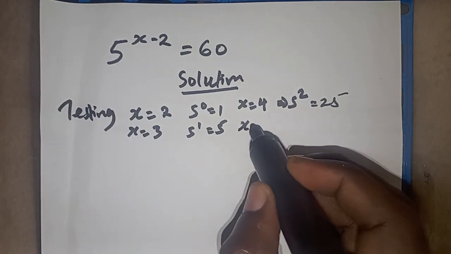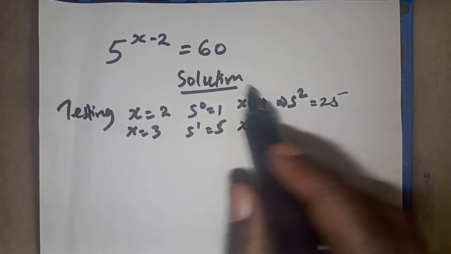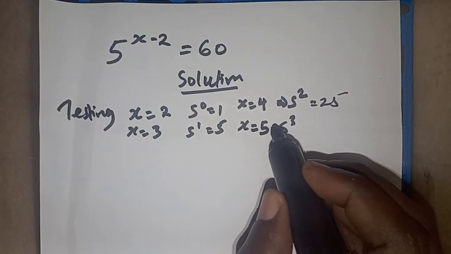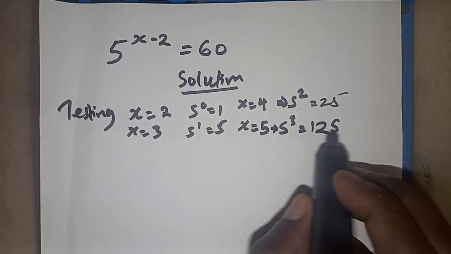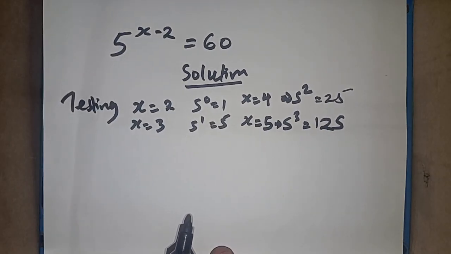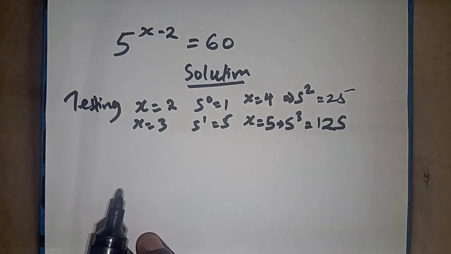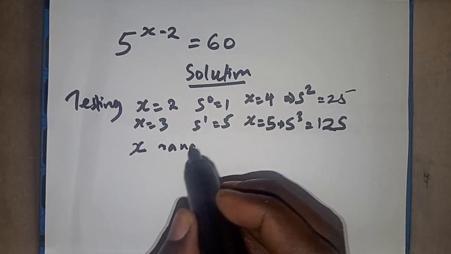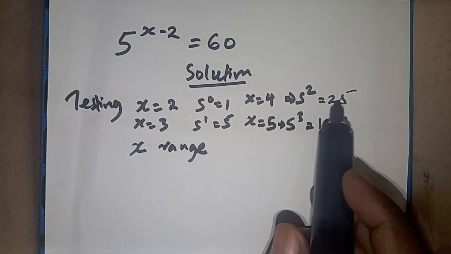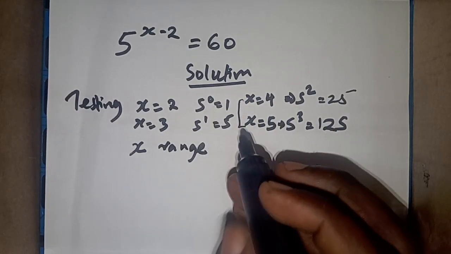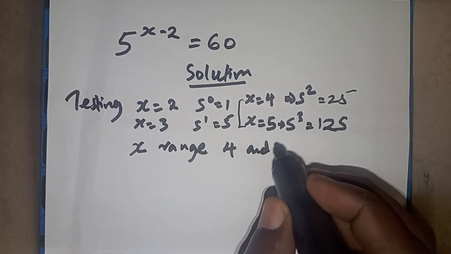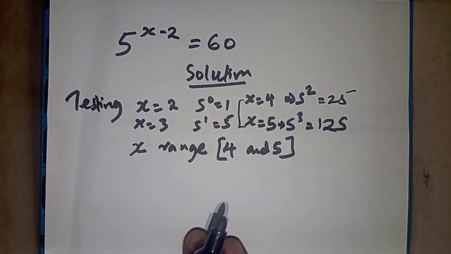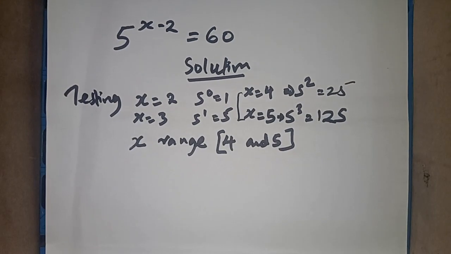And when x is equal to 5, then 5 minus 2 is 3, so this becomes 5 to the power 3, which of course jumps to 125. Then it tells us without ado that our x is in the range of 4 and 5. So in between 4 and 5, we are going to get the value of x which satisfies this equation.